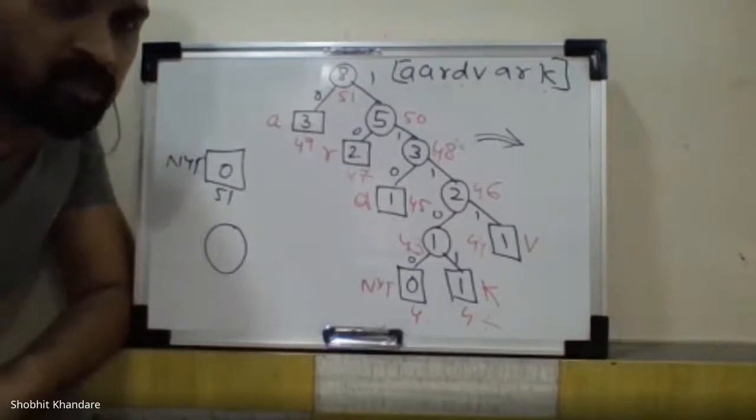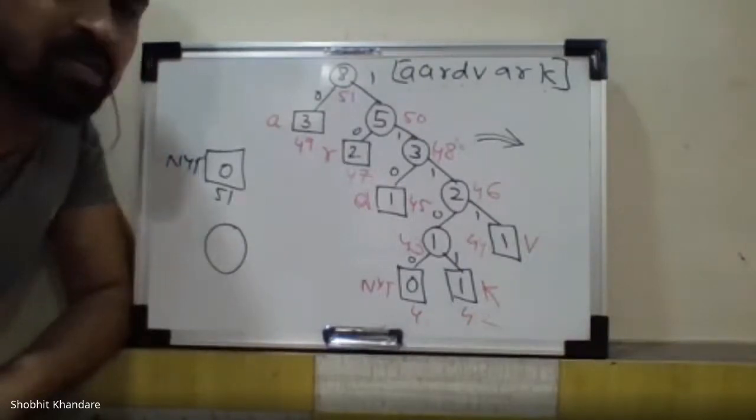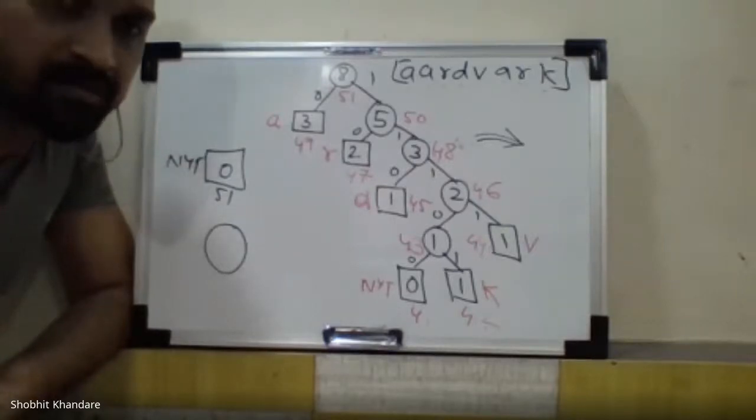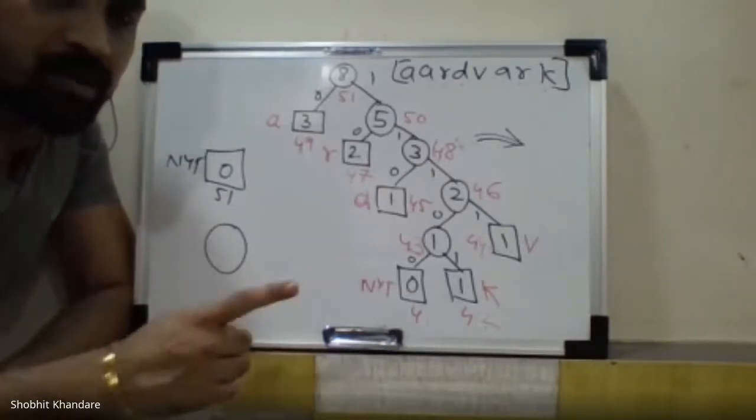So we have cross-checked and we have found that everything is correct now. Now with this particular tree diagram, we will be encoding now. We will be encoding. Okay. So we have, yes, any problem?